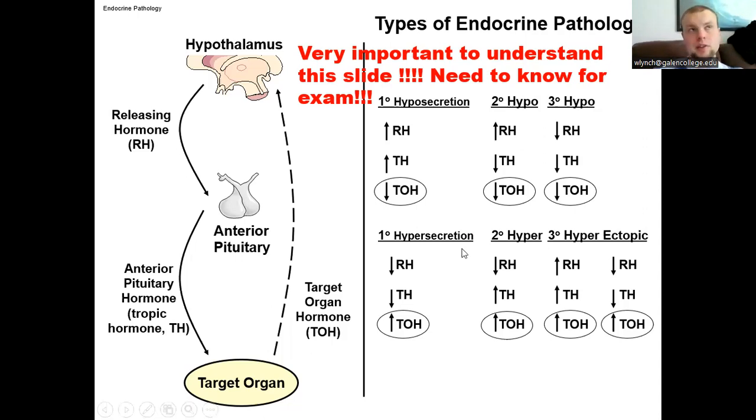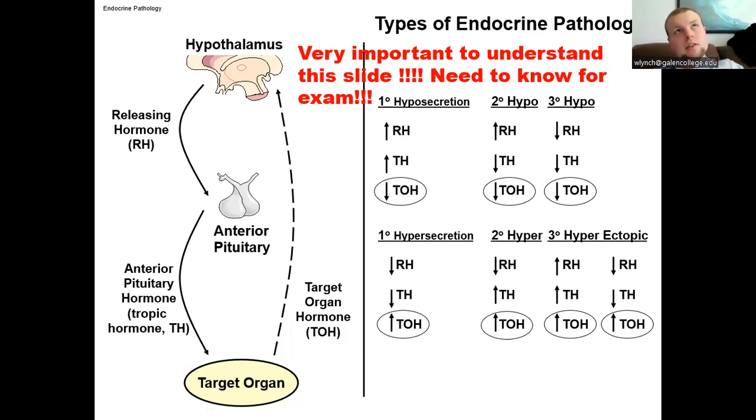Similar here for hypersecretion, just the opposite. First degree hypersecretion is going to be overstimulation of the thyroid gland producing thyroid hormone. We see this in tumor circumstances where we might have thyroid cancer, right? This tumor is going to cause oversecretion of thyroid hormone because we have an excess of production due to proliferating cancerous tumor tissue. Second degree is going to be overstimulation by the thyroid stimulating hormone. And then third degree is going to be overstimulation by the releasing hormone from the hypothalamus.